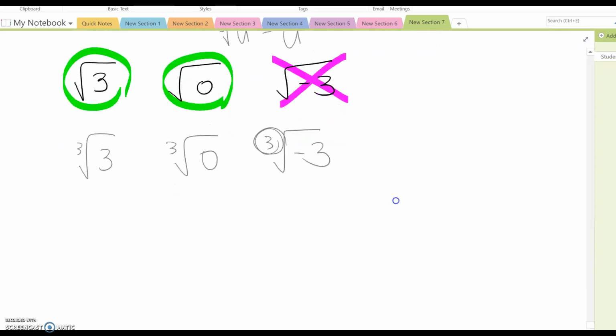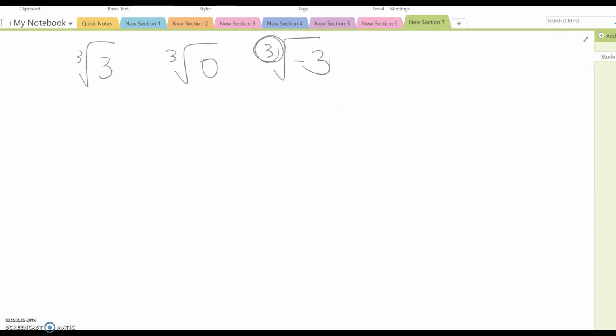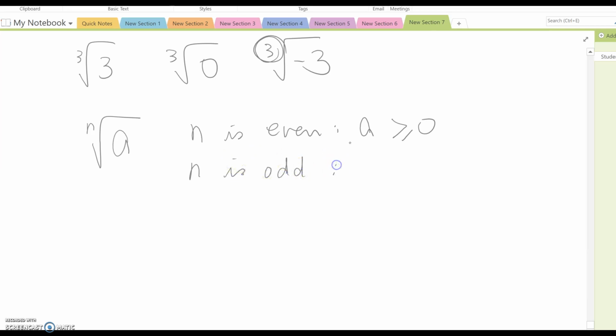So based on this, we can generate one concept. For the n root of a, if n is even, then a must be positive or equal to 0. However, if n is odd, then a can be any value. Okay?